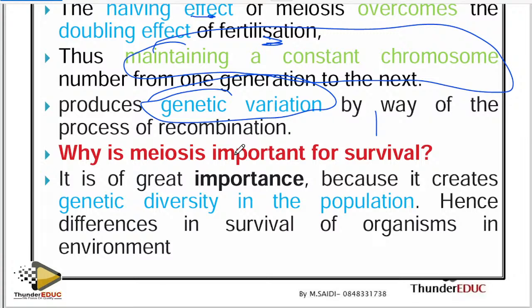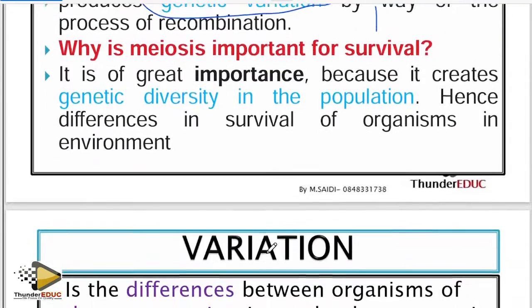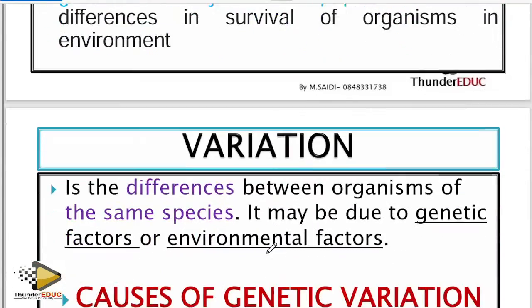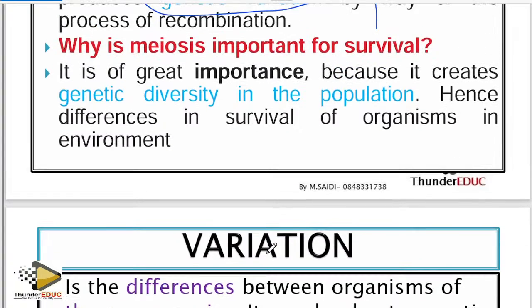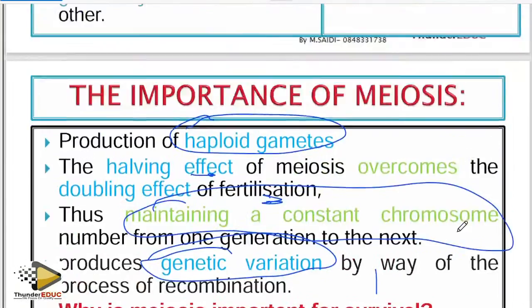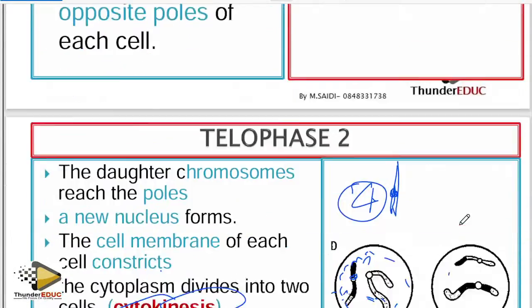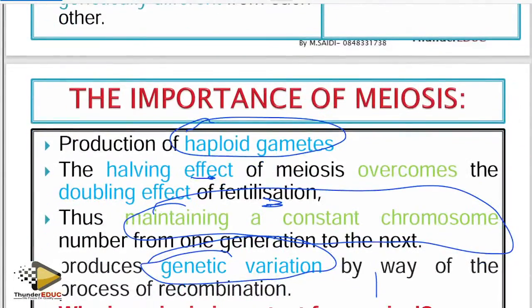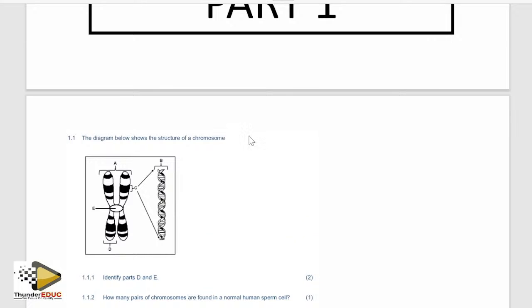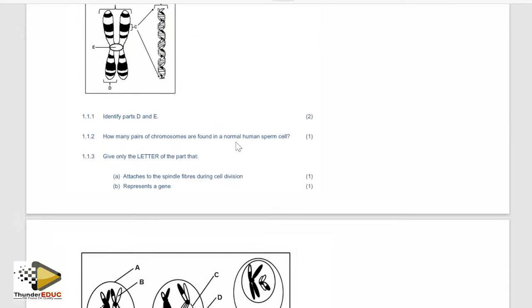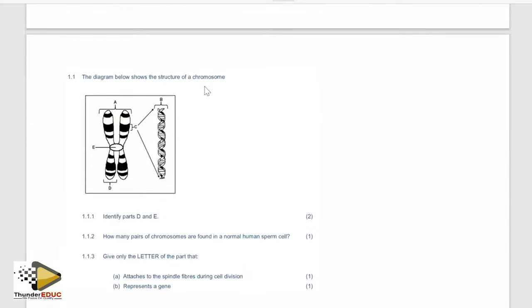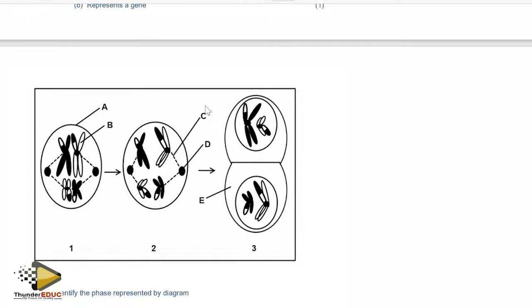So, when we come back for the next class, we will talk about variation. But now, let's go for questions so that at least we know we are able to answer those questions on what we have covered today. All right. Last time, I think we saw this question. Let's look at this question.